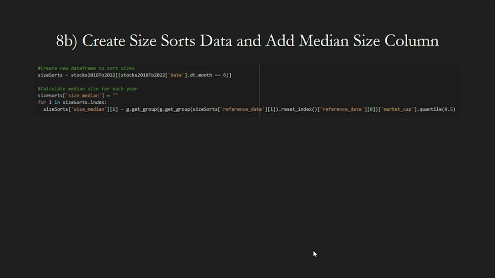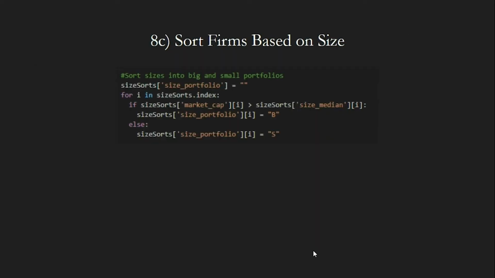Next, we create the size sorts data frame, which will store the median size and whether the firm is big or small. For our median size, we first get the group's date, and then we get the group which has the index of that date. And finally, we take the 50th quantile of the market cap of that date. Now we simply sort the firm sizes. If their market cap is greater than the median, it's a big firm. Otherwise, it's a small firm.